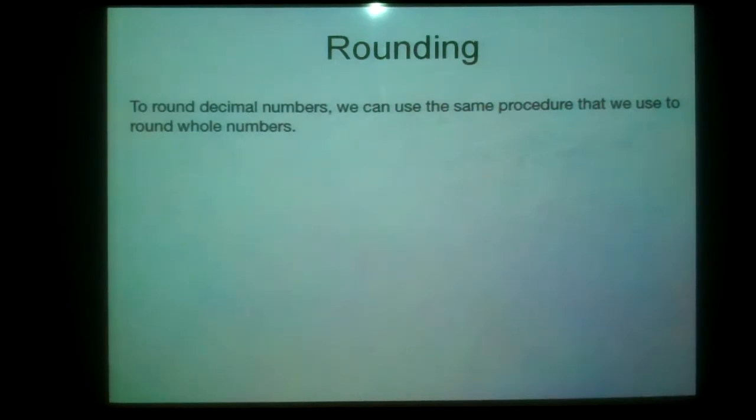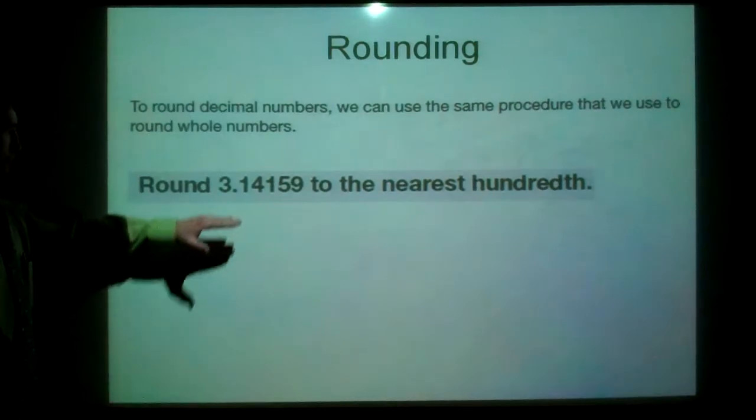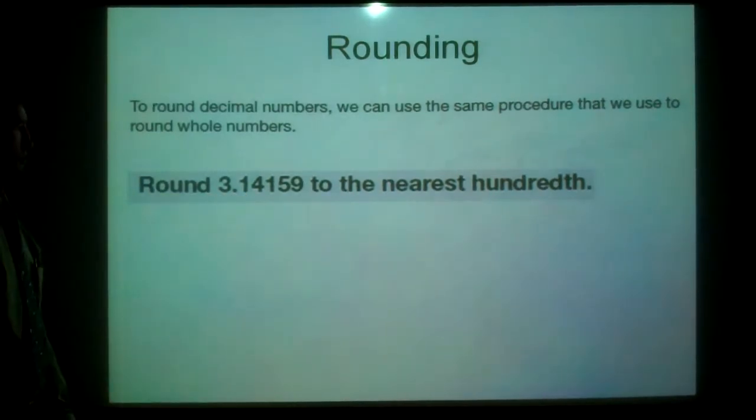Now let's take a look at some rounding. It says to round decimal numbers, we can use the same procedure that we use to round whole numbers. And we'll use that on this. This is an approximation of our number pi that we use to help us find the circumference and area of circles. We usually use 3.14, but it says to round to the nearest hundred.